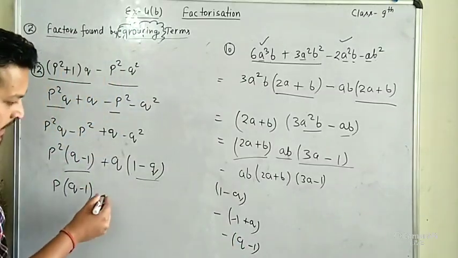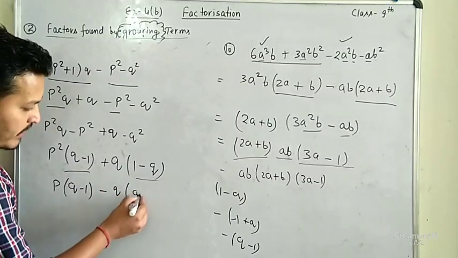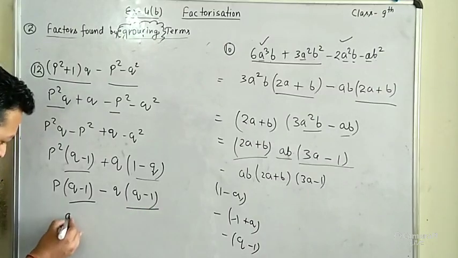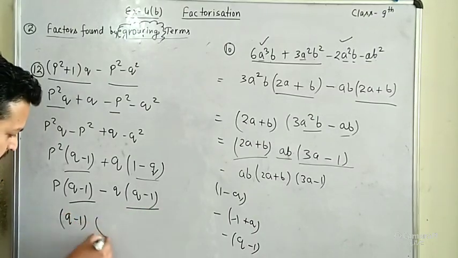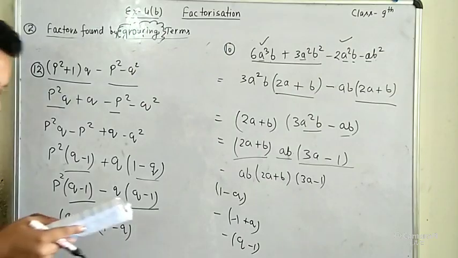So I am writing it directly here. So minus, then q is outside, and then q minus 1. Hope you understand this thing. Then q minus 1, q minus 1, q minus 1 is common out. The remaining term is p square minus q. So this is the solution of this question: q minus 1 and p square minus q. Sorry, it is p square, then p square, so q minus 1 and p square minus q.